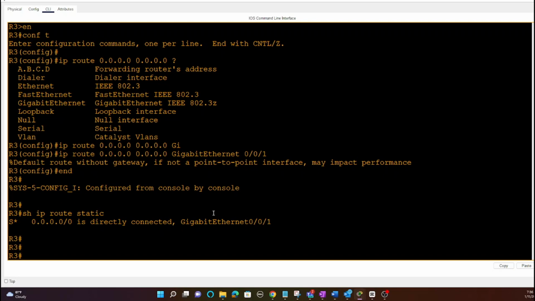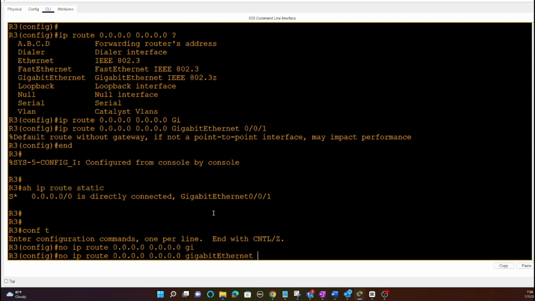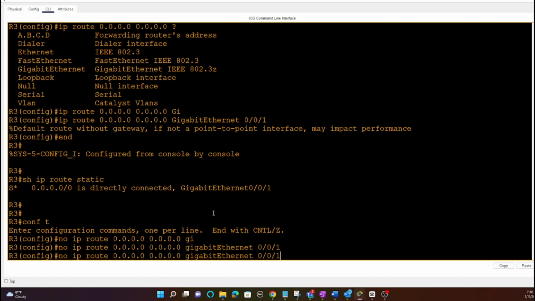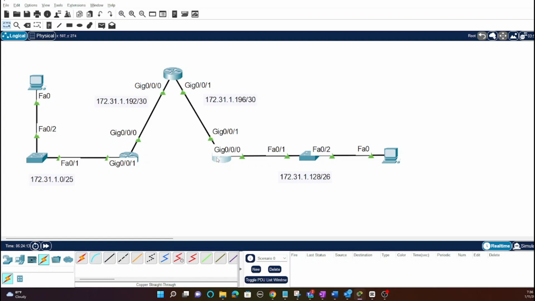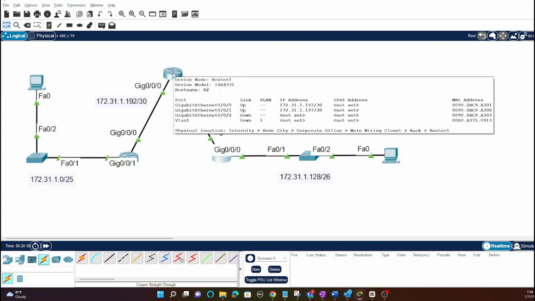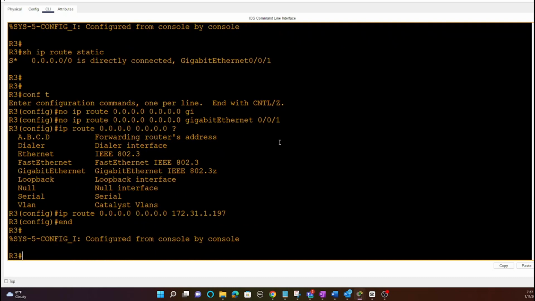So real quick, we'll just run through this again. Conf T, and we're going to do a no ip route 0.0.0.0 0.0.0.0 and then gig 0/0/1, and then we're just going to do the same thing, a default static route, but just to show you, we can use the next hop IP address. Again, what's the next hop IP address on this segment for the network of .196 over here? What is his gig 0/0/1 configured IP address? 1.197. So you go in here and you just put in 172.31.1.197.